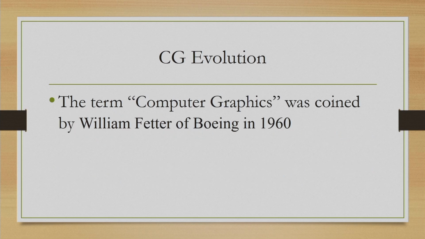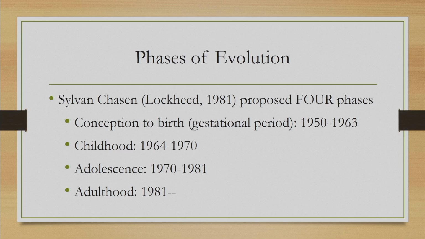Now, we are repeatedly talking about the term computer graphics, but it has an origin. The term was first coined by William Fetter of the Boeing Corporation in 1960, that is 60 years ago. Subsequently, Sylvan Chasen of Lockheed Corporation in 1981 proposed 4 phases of the evolution of the field. What are those phases?